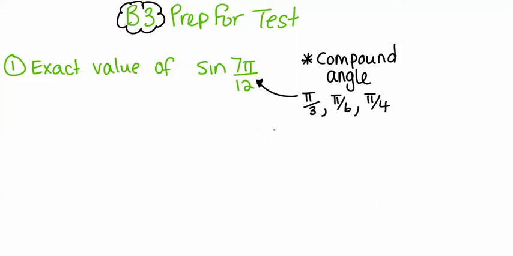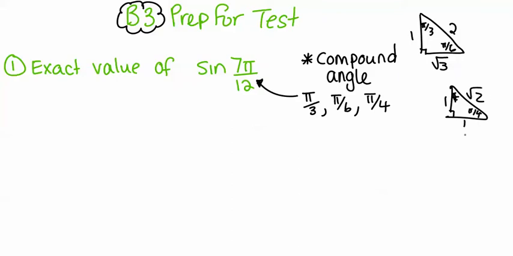So we're just trying to figure out what two things would add up to give us that, because these are all of our special triangles. So let's review special triangles. We've got pi over 3, pi over 6, with sides root 3, 1, 2. And then we also have pi over 4, pi over 4, with sides 1, 1, root 2. So there are two special triangles.